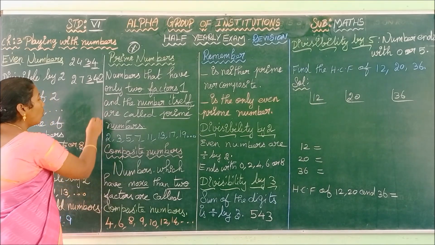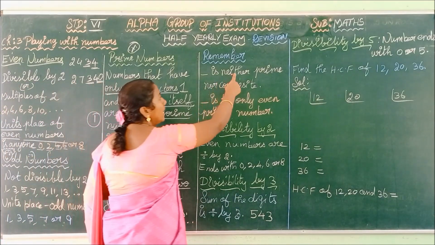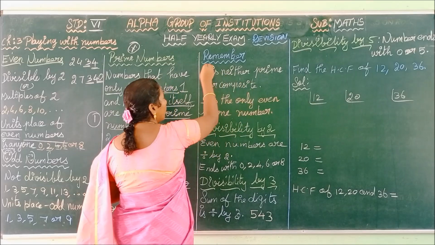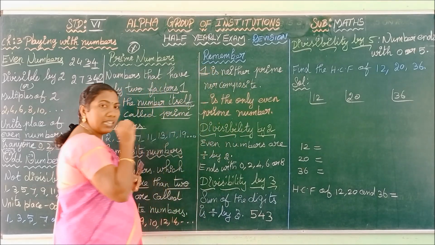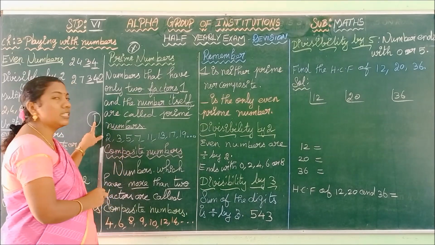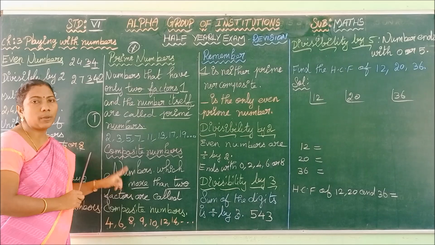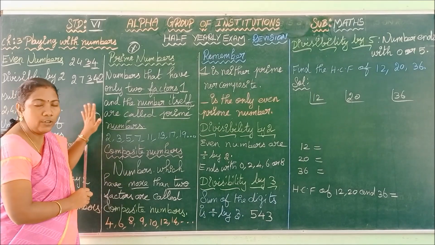So we have a doubt. What about the number 1? We can say 1 is neither prime nor composite. 1 is neither prime nor composite. It means 1 is not a prime number and 1 is not a composite number. It is an exceptional case. Okay, leave the number 1.